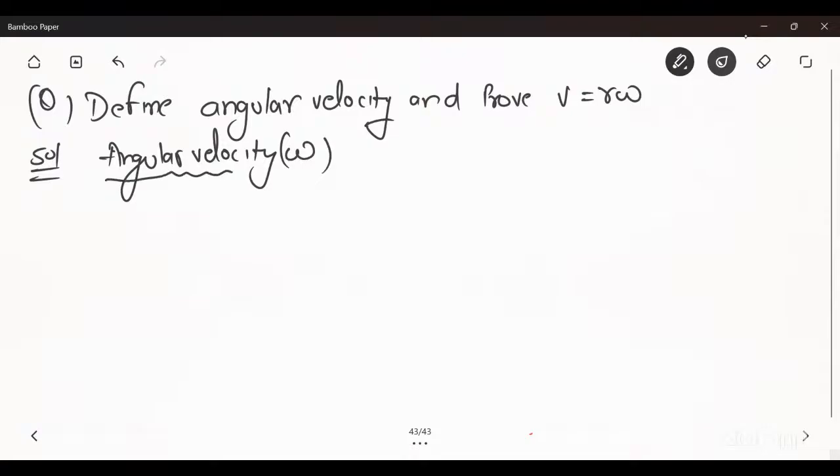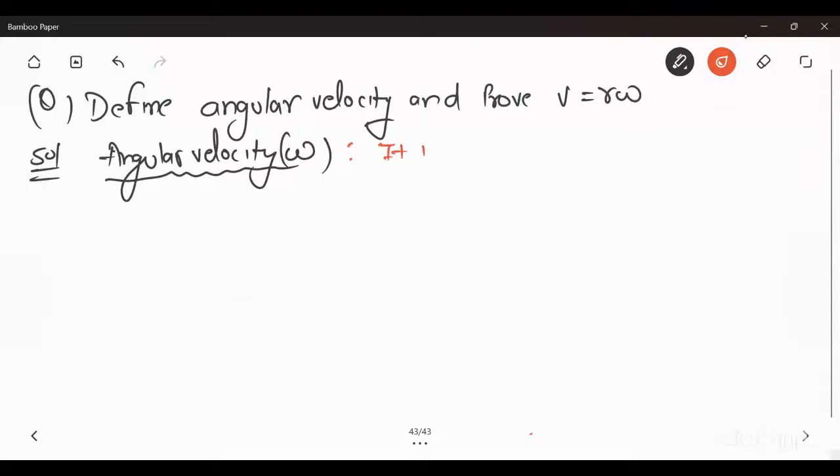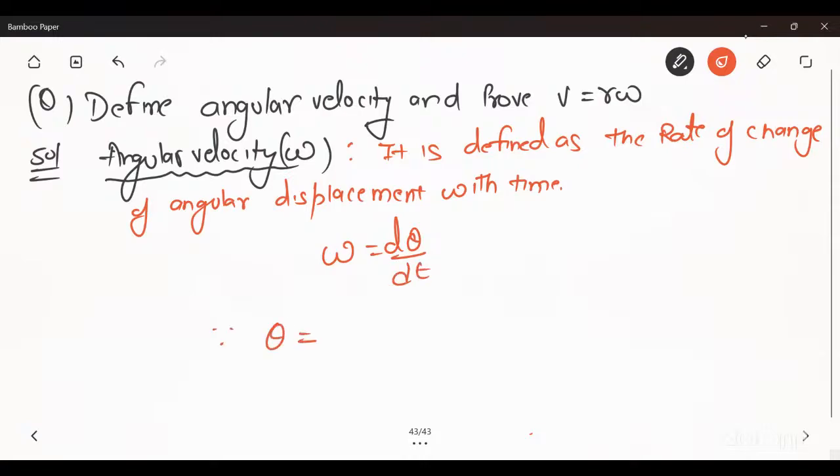It is defined as the rate of change of angular displacement with time. So the value of omega is d theta by dt. And we know that theta is equal to arc upon radius.